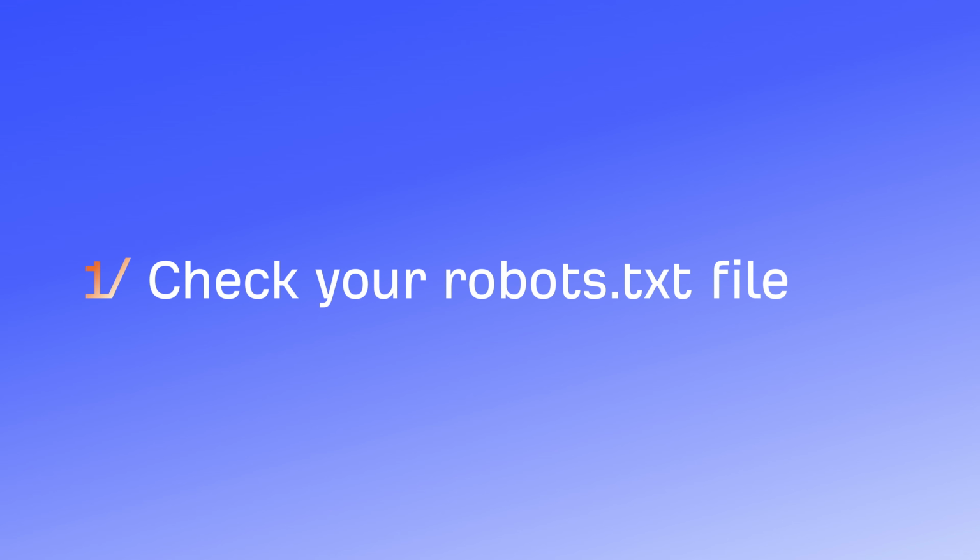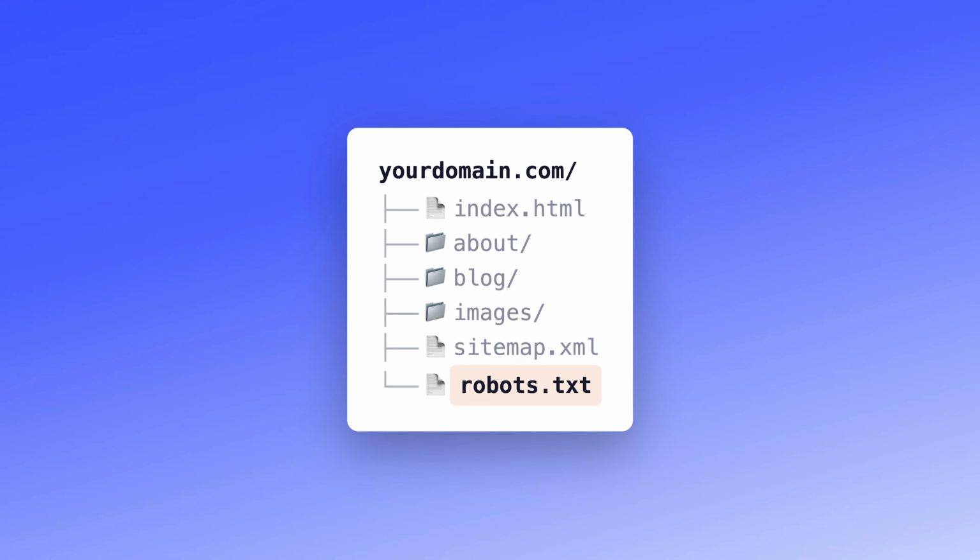Let's get started. So the first thing you need to check is your Robots.txt file. Robots.txt is a file on your site that tells crawlers what they can and can't access. And the thing is, it's not just Google's crawler you need to think about anymore. There are now dozens of AI-specific bots that crawl the web.